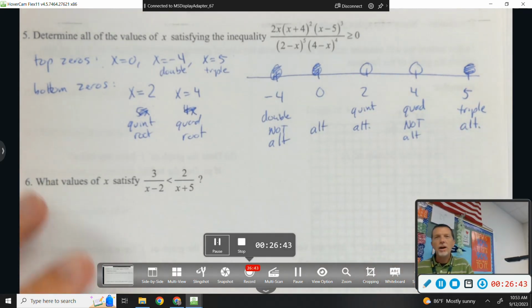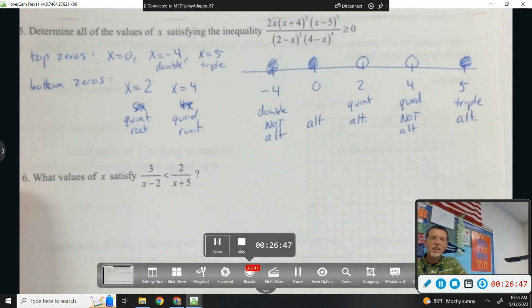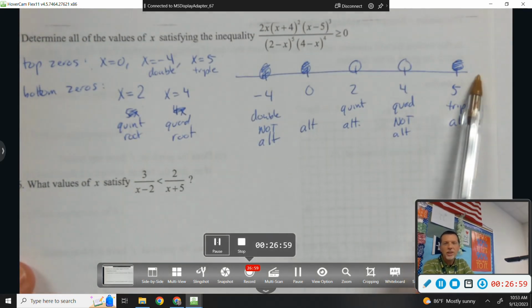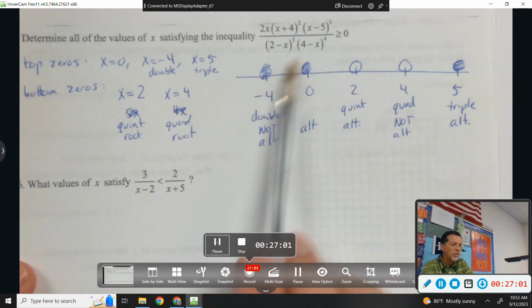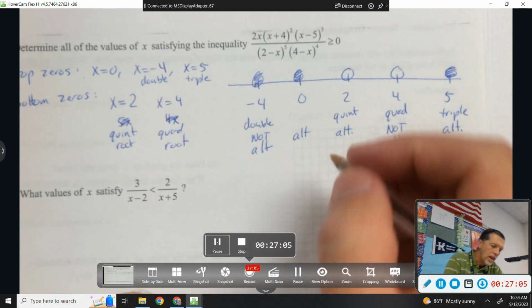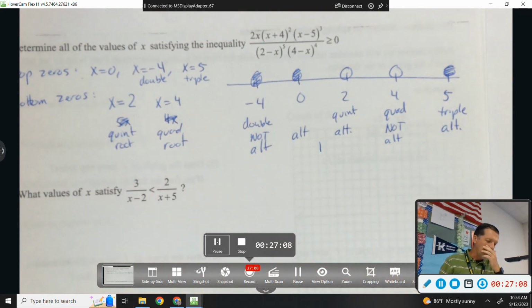I still gotta plug in something though to get me started. What value do you think would be best suited to plug in and check? I would go with 1. You could check the ends. Some people like to check the ends because if you plug in 10, it almost always makes everything positive, although not so on this one. So be careful. Let's check 1, and then we'll just alternate off of there.